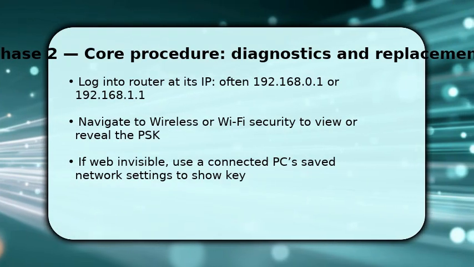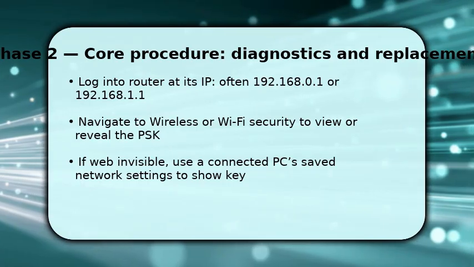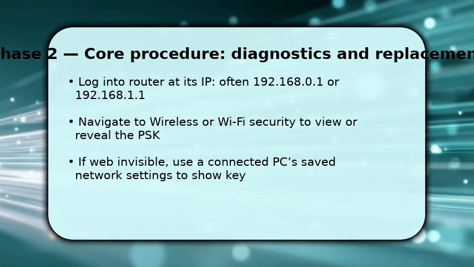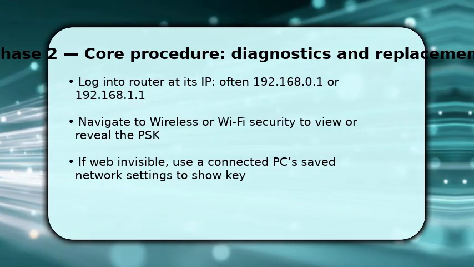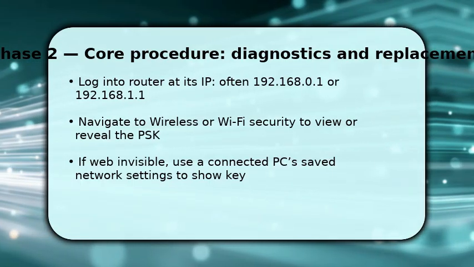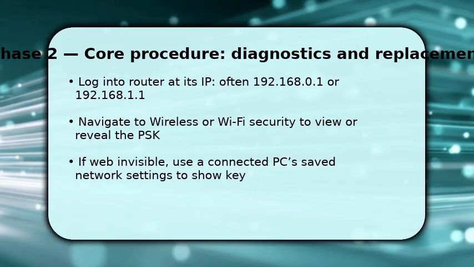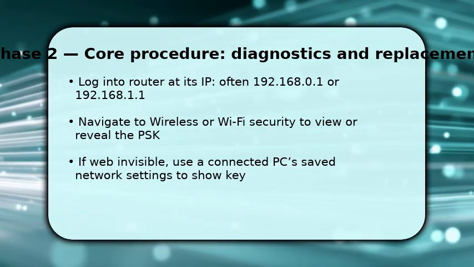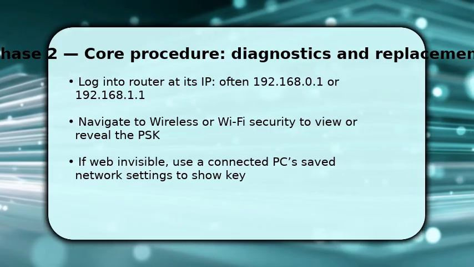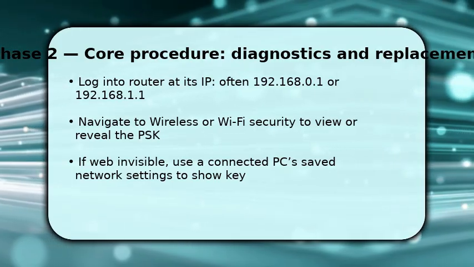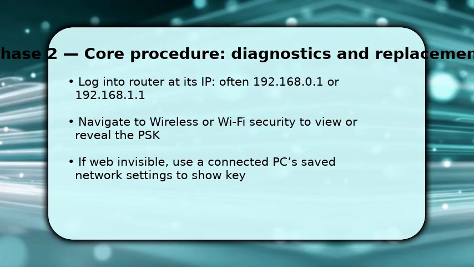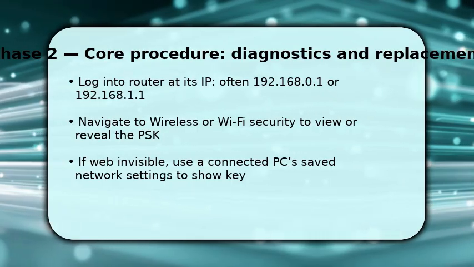Open a browser and go to the router IP, typically 192.168.0.1 or 192.168.1.1. Enter admin credentials. If you changed them, use those. Once logged in, find the Wireless or Wi-Fi Security tab. Here the WPA/WPA2 pre-shared key is shown or can be revealed.